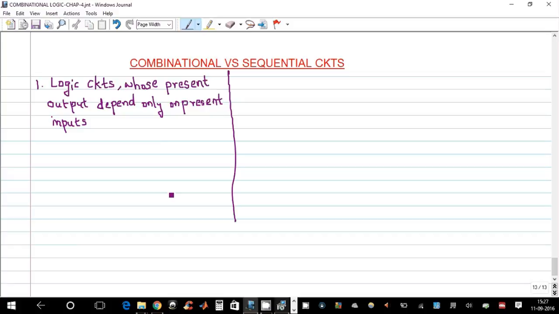Whereas a sequential circuit is a circuit whose present output, let me write it as PO, depends on the present inputs, PI, as well as the past outputs. Let me denote it as PO minus; this PO minus represents the past outputs. So the sequential circuits are the circuits whose present output is a function of present inputs as well as the past outputs.